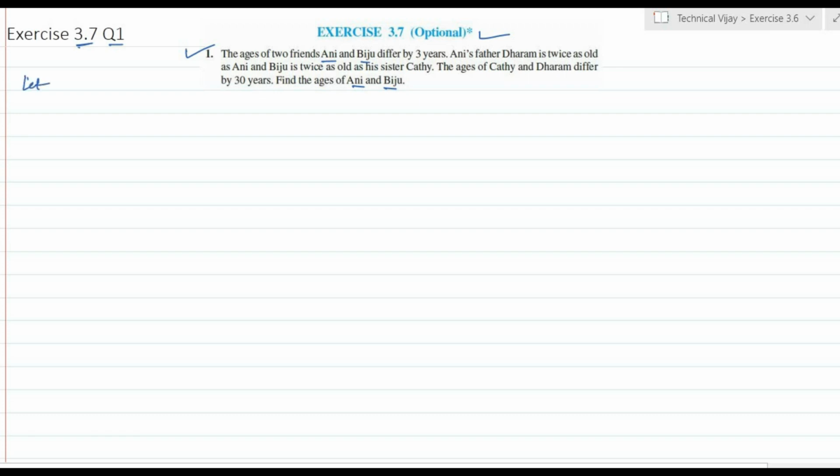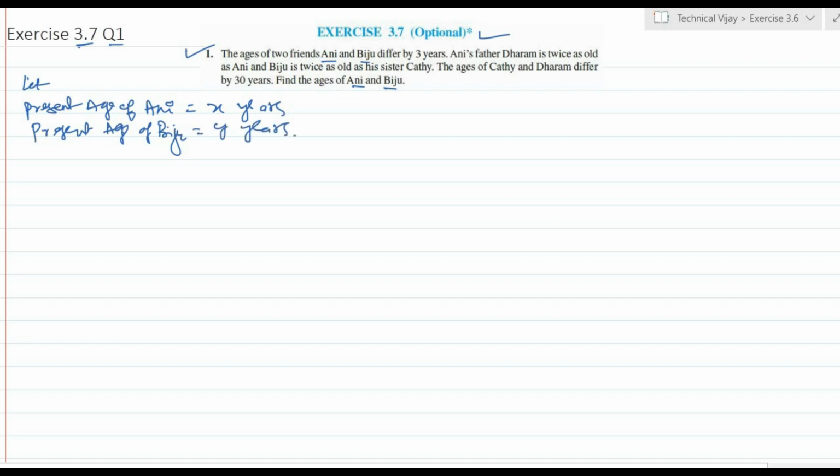Let the present age of Ani be equal to x years. Okay, we will assume this one, and the present age of Biju is equal to y years. Okay, this we have assumed.